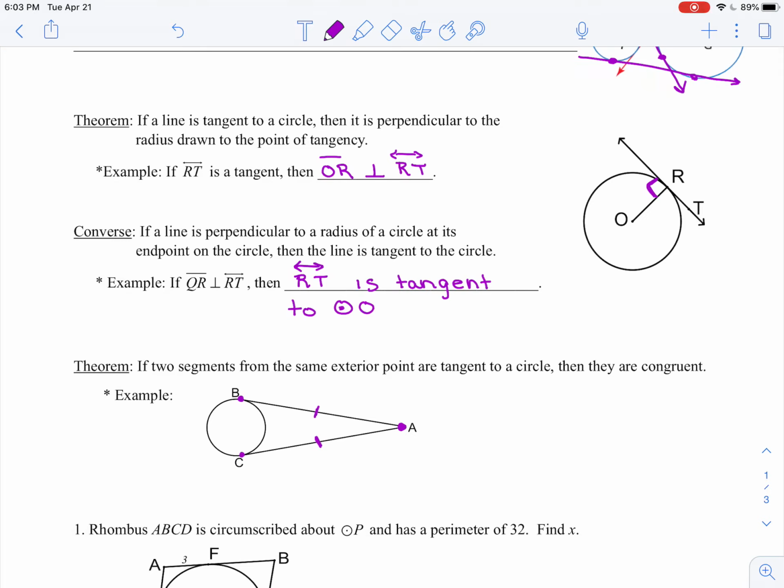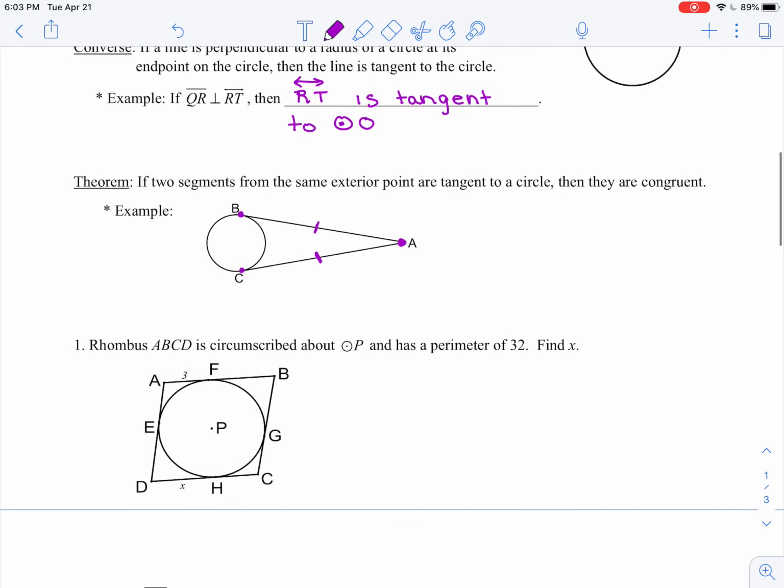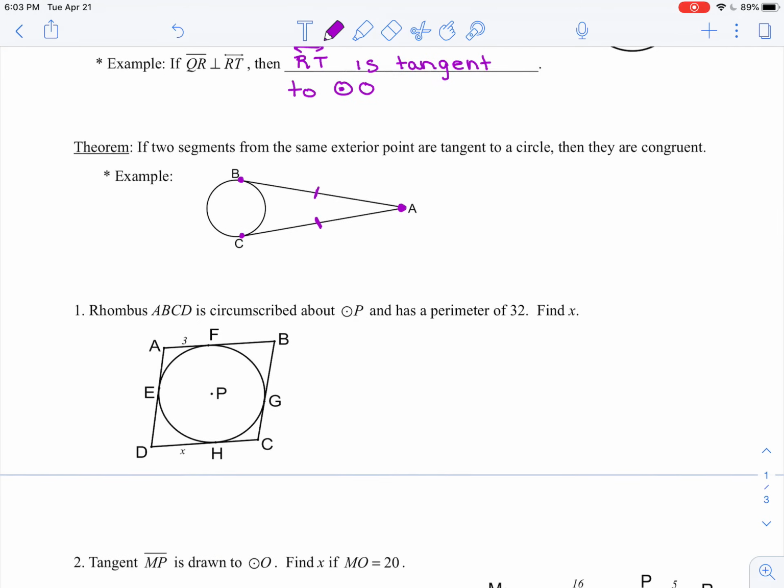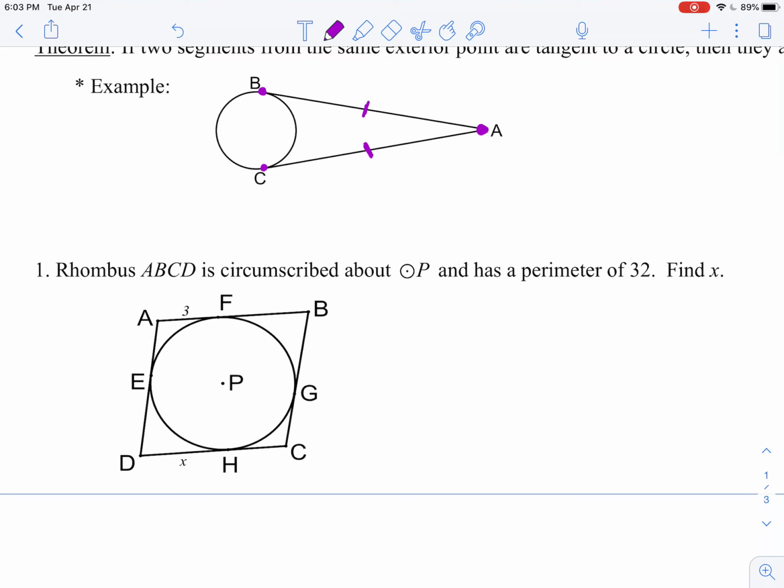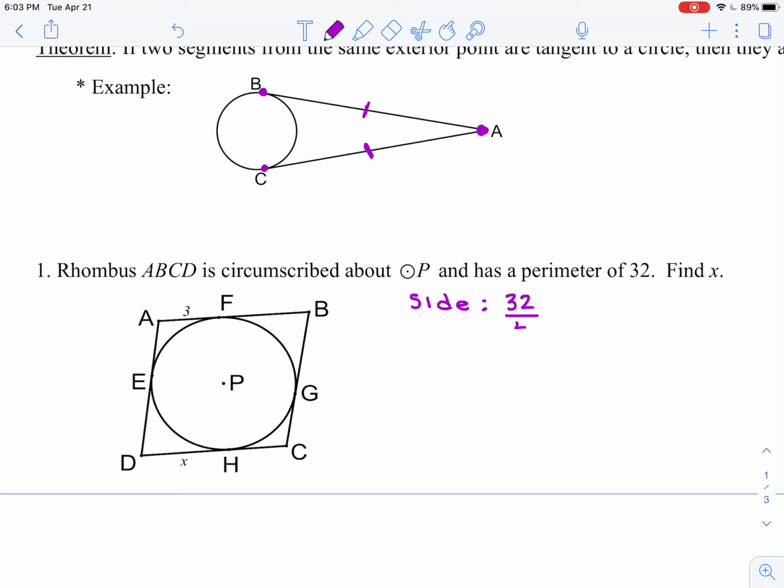We can apply this last theorem to the first example. In question number 1, it says rhombus ABCD is circumscribed about circle P and has a perimeter of 32. Find the value of x. So if you remember a few chapters ago, rhombi are kind of like squares that got smushed over to the side. So all 4 sides of a rhombus have to be the same length. So first let's figure out how long each side is. So we can take our perimeter of 32 divided by 4, and each side has to be 8 units long.